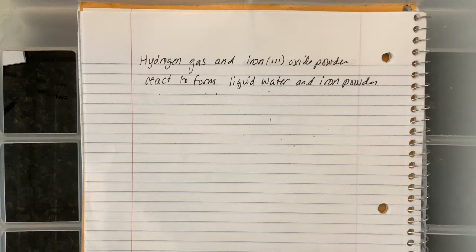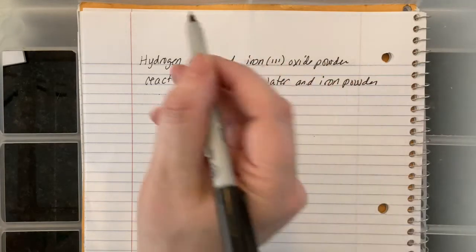Okay, here we have another word equation that we're going to decode. Remember, we still go left to right. So it's hydrogen gas and iron 3 oxide powder react to form liquid water and iron powder.